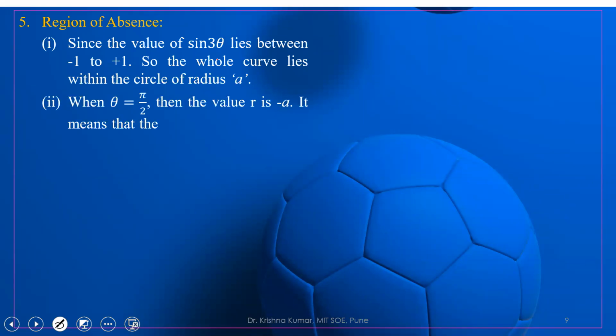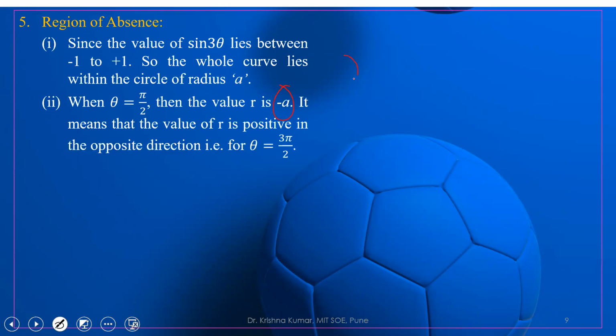When theta equal to pi by 2, the value of r is minus a. Correct? Because r equal to what? a sine 3 theta. So if theta equal to pi by 2, what is a sine 3 pi by 2?